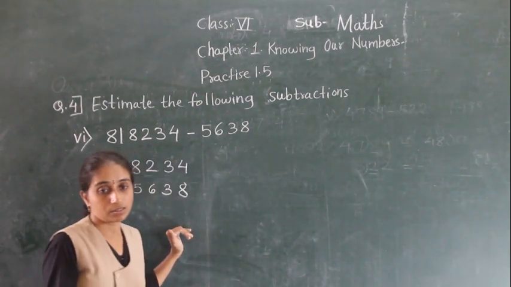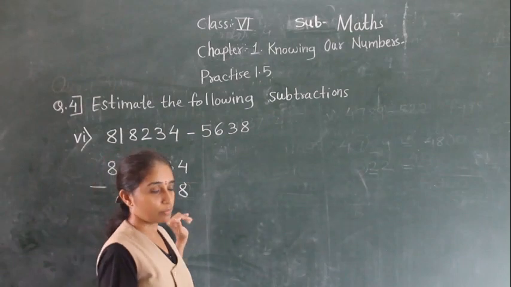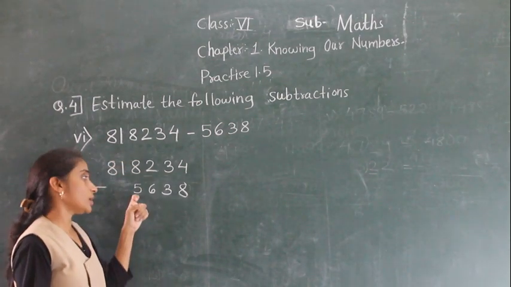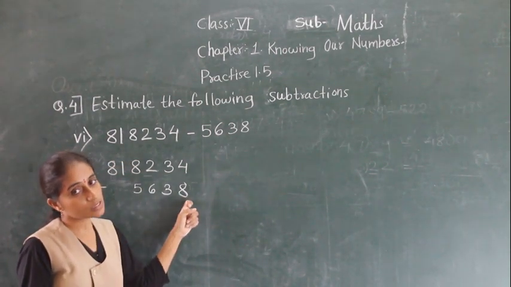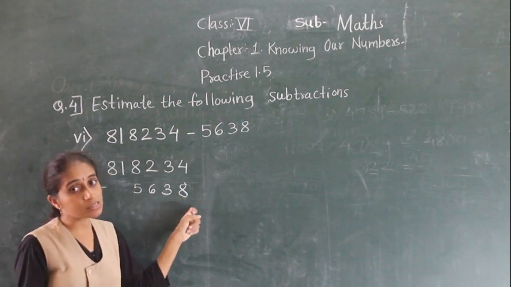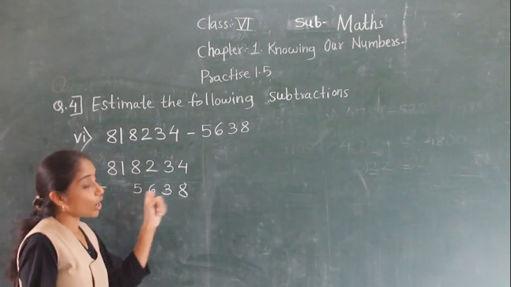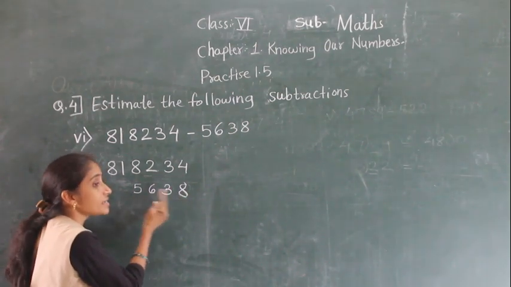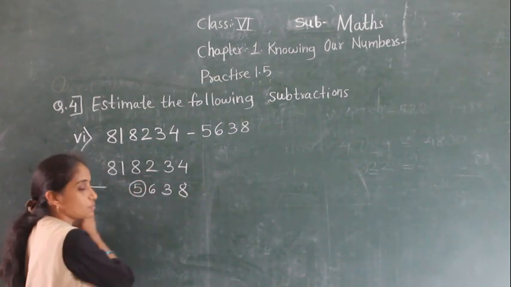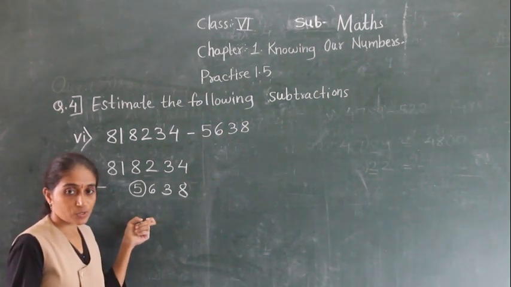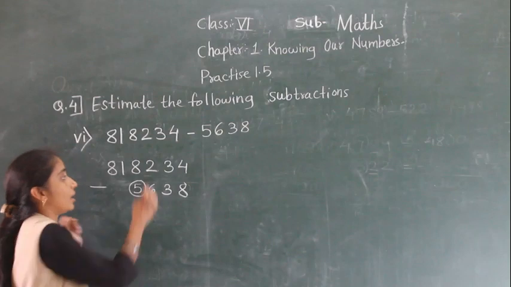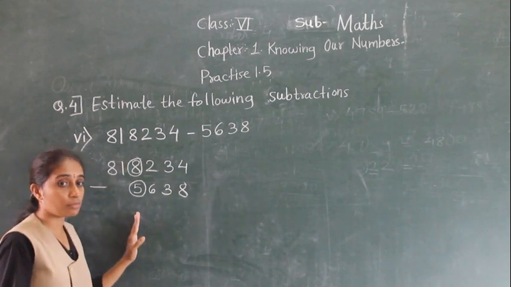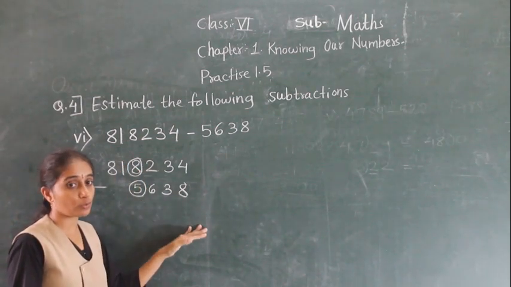First we have to see which is the smaller number. Which is the smaller number in these both the numbers? 5,638 is the smaller number. So smaller number, highest place. And which is the highest place in the smaller number? Thousands place is the highest place. So in both the numbers, thousands place we are going to round off.